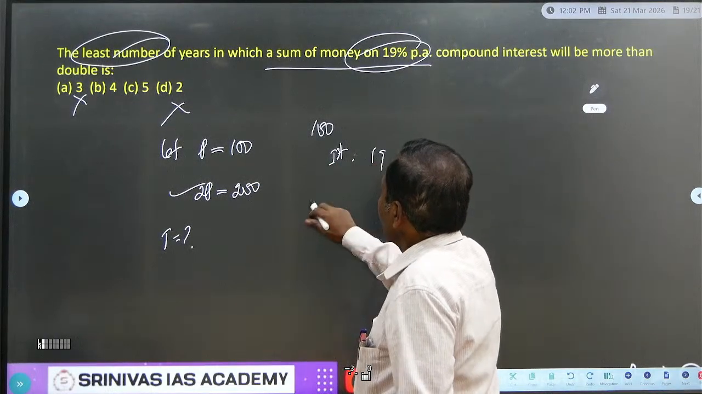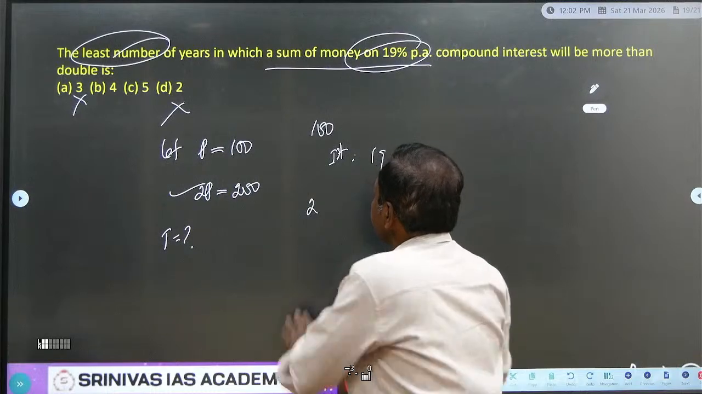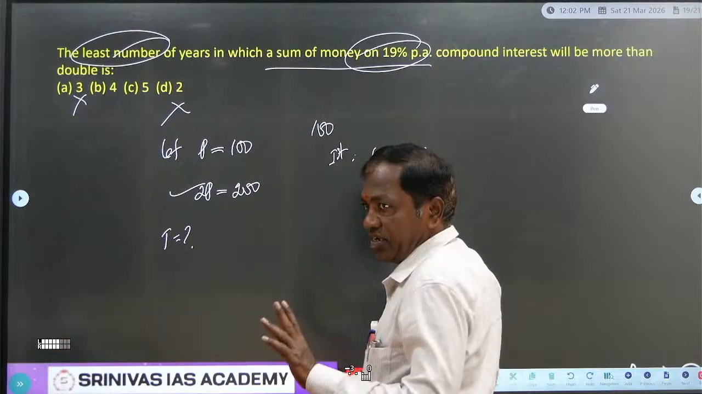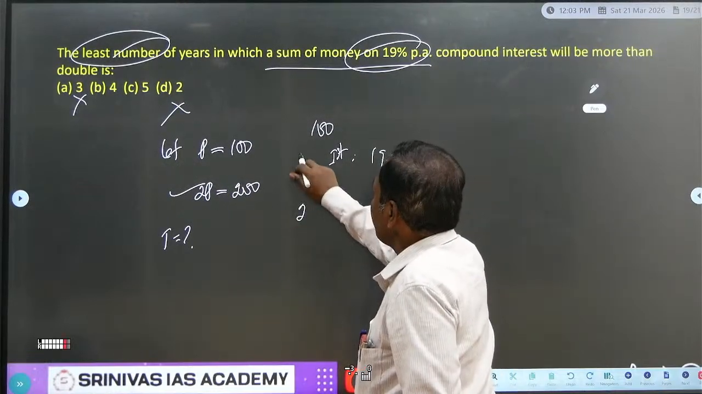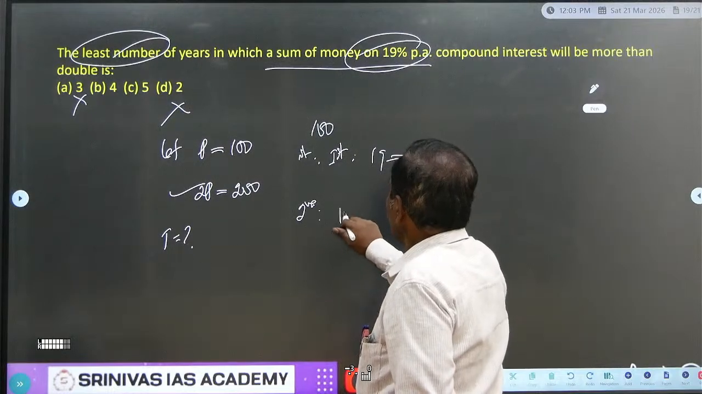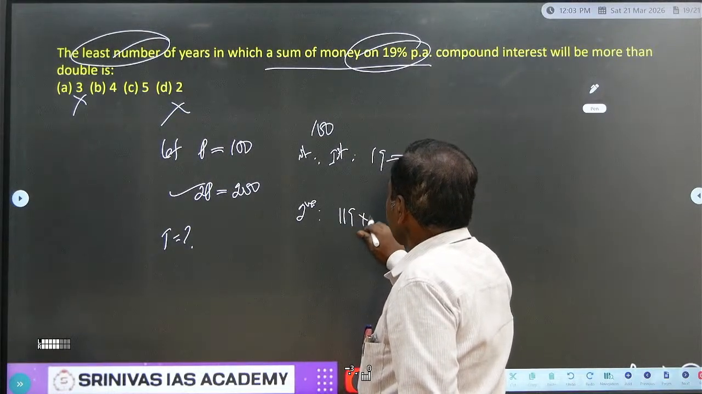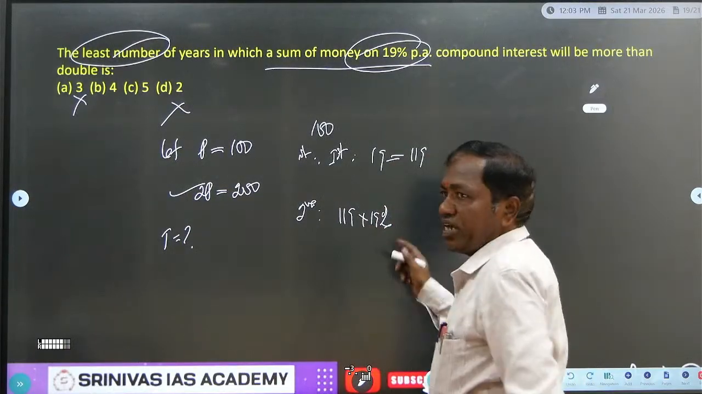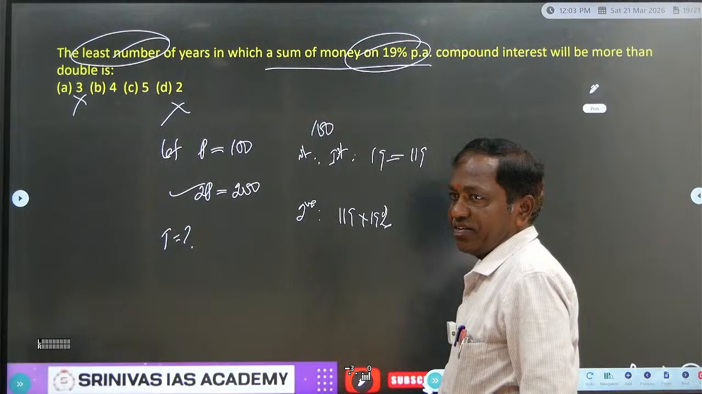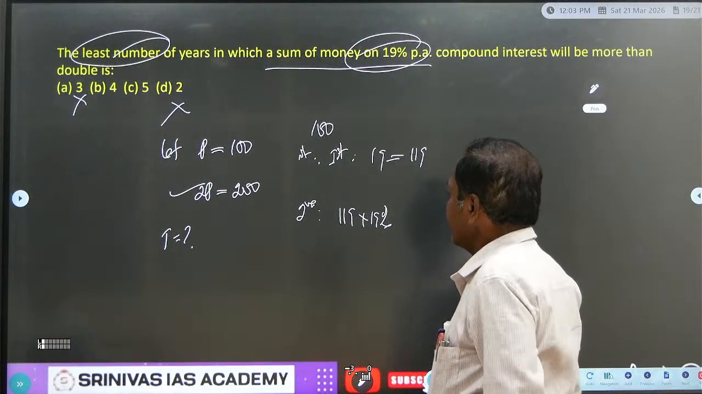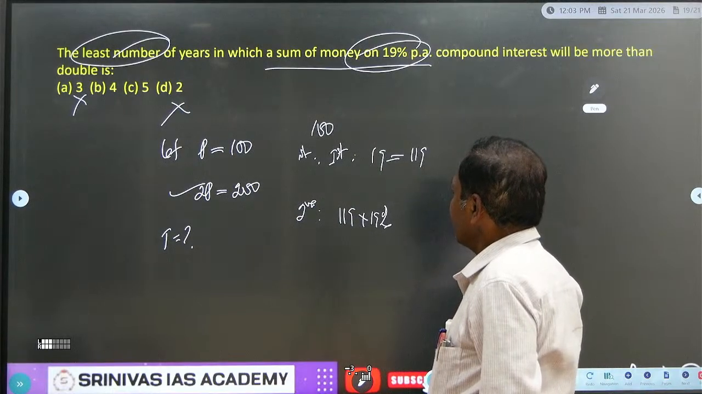19 rupees. For the second year, it becomes 119, correct? This is the first year, this is the second year. 119 into 19%. So on the 19 rupees also you are calculating interest. For 19% also you are calculating. How much will it come? 119 into 119 by 100.